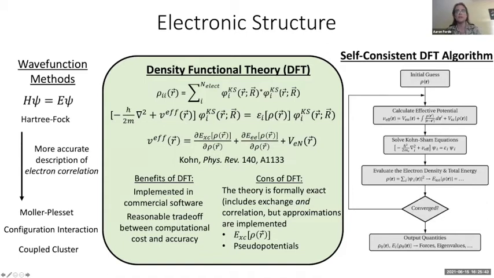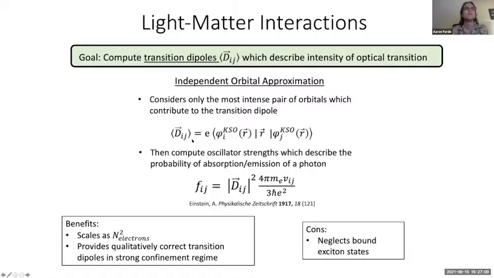So the benefits of DFT is that it's been readily implemented in software and has a reasonable trade-off between the sizes of the systems you can look at and the computational cost. But in principle, there are a lot of approximations, so the cons of DFT are mostly that you need to be able to compute transition dipoles, which determine the intensity of the optical transitions.